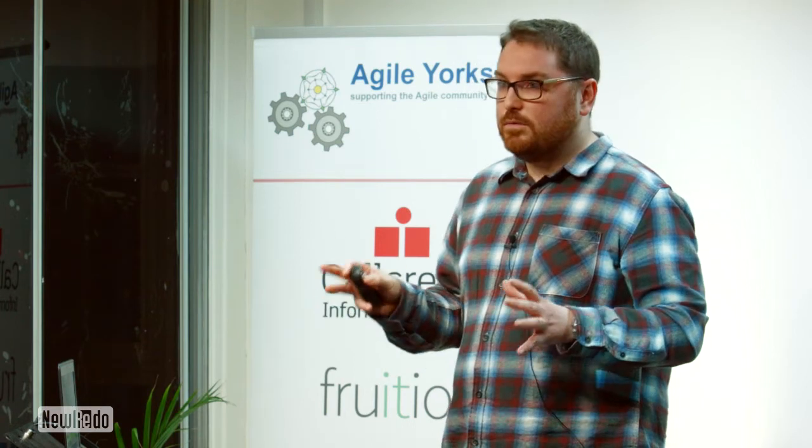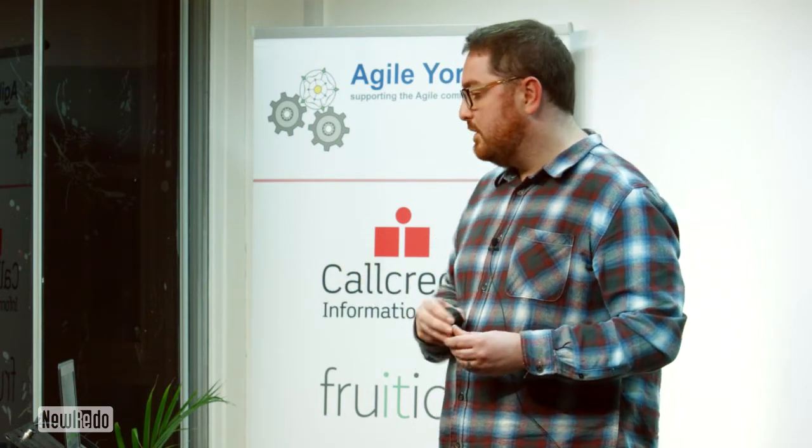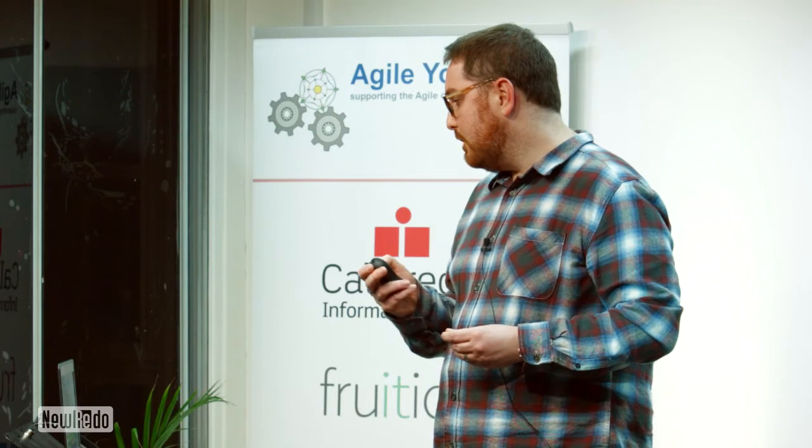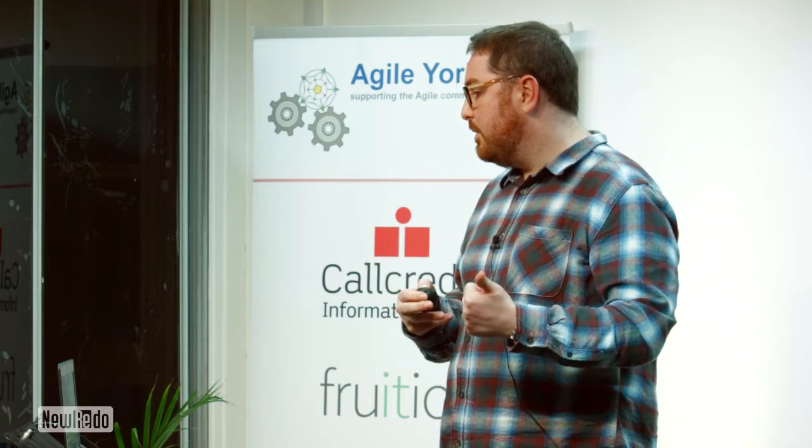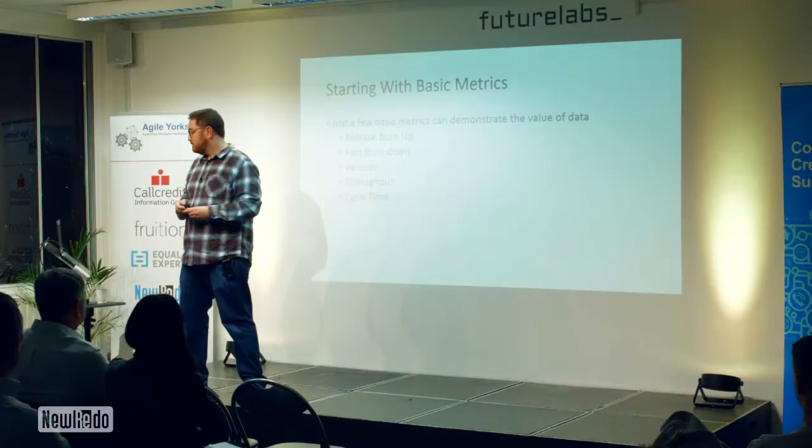So we just got started with a few basic things. There's nothing sophisticated here at all. Release burn up, sprint burn down. You'll have seen all of these things before. What we discovered is there's almost a bit of a Pareto principle with this: by the time we discussed the burn up and the burn down, we'd had so much value from that conversation, and the other things were just there as supporting metrics.